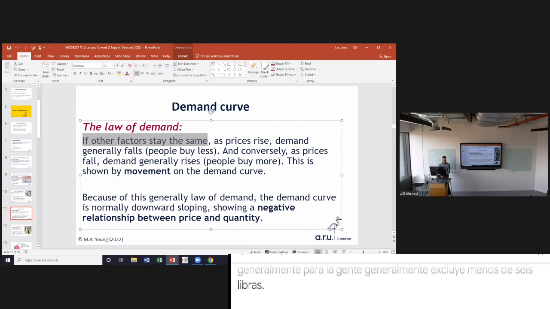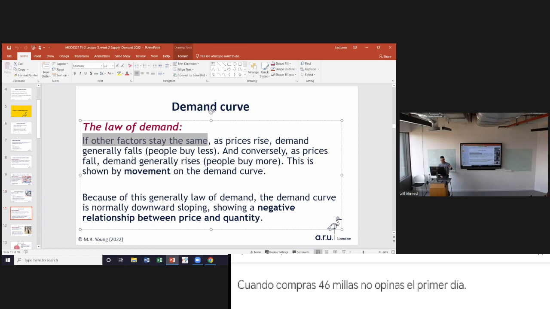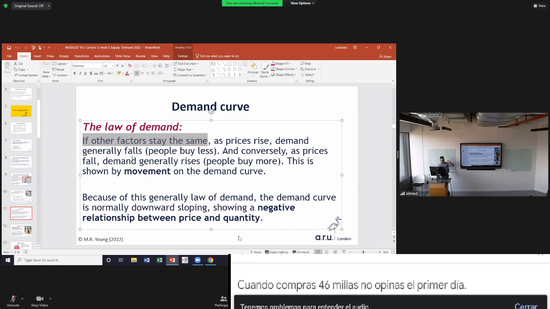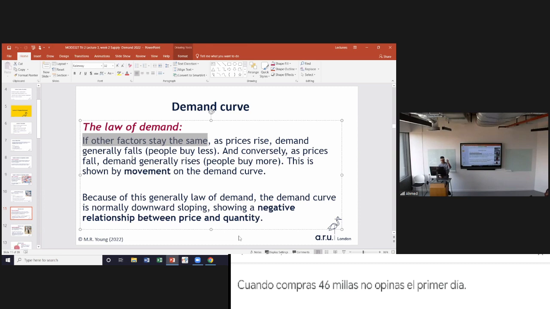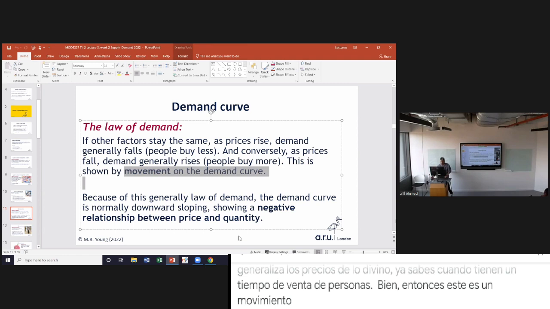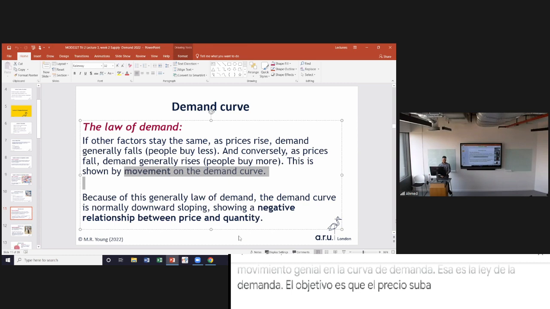I'm saying that if the price goes up, demand goes down. Is that right? That's it. Conversely, as prices fall, demand generally rises. When they have a sale, people buy more. This is called movement on the demand curve. That's the law of demand: price goes up, demand goes down; price goes down, demand goes up. That's the general rule of demand.